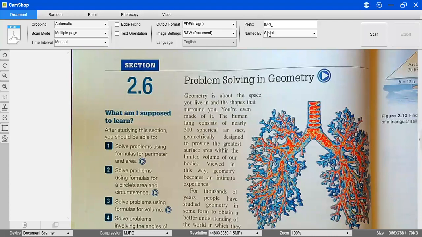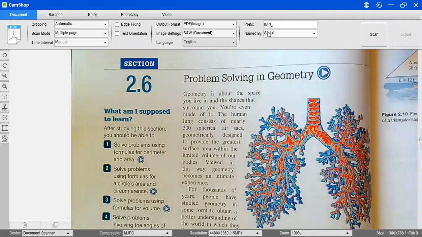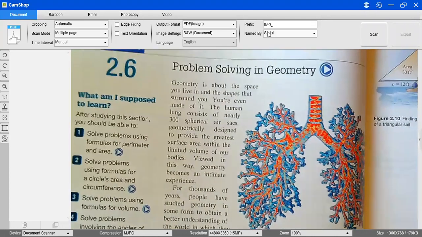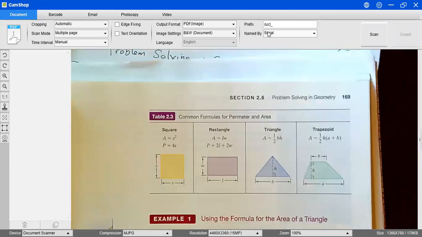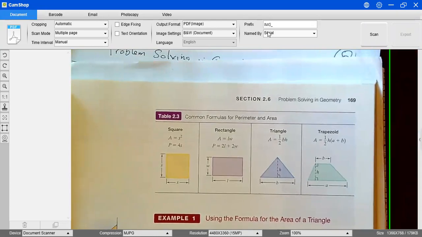We continue now with section 2.6. We're gonna cover this section very briefly. I only need you to be able to use formulas involving geometry problems. So this section is about problem solving in geometry. It's on page 168 and it's based mostly on formulas that you're gonna find in table 2.3 of your book.